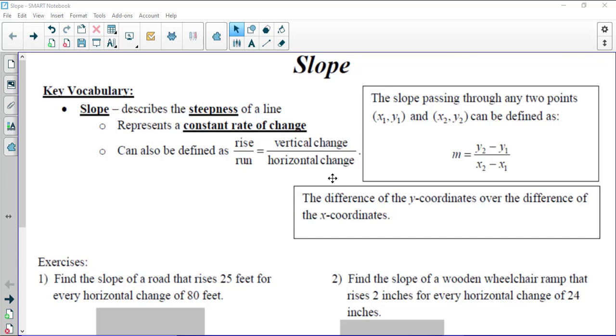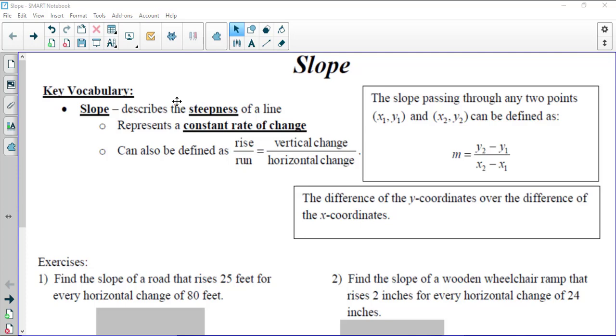This is our last video of the school year, and we're going to be talking about slope. So let's get right to it. Slope, which we mentioned in the previous couple of lessons, describes the steepness of a line. It also represents a constant rate of change.